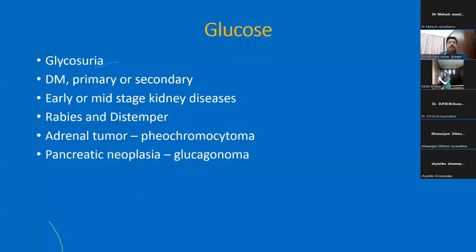Then glucose. Presence of glucose in the urine is glycosuria, produced in diabetes mellitus. Primary or secondary diabetes mellitus, for example, Cushing syndrome produces secondary diabetes mellitus. Diabetes mellitus of any cause, like insulin-dependent or non-insulin-dependent diabetes mellitus, in both conditions glycosuria occurs. Also in early or mid-stage kidney diseases, rabies and distemper.